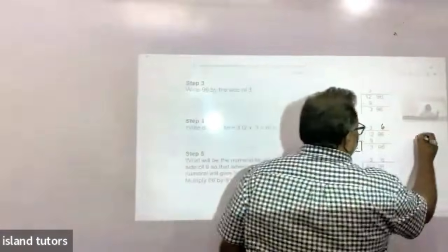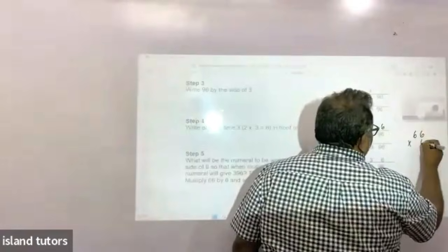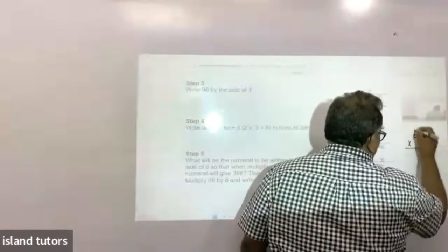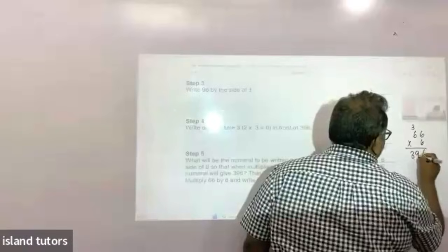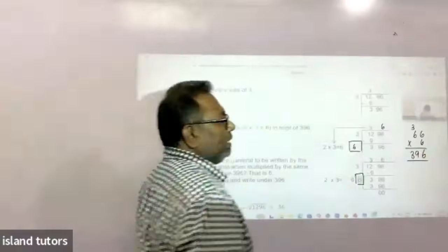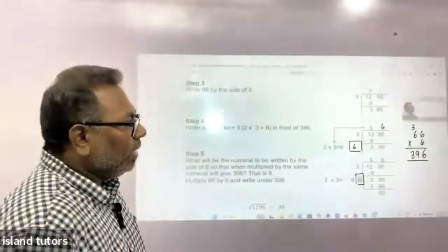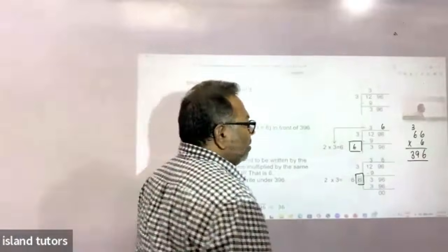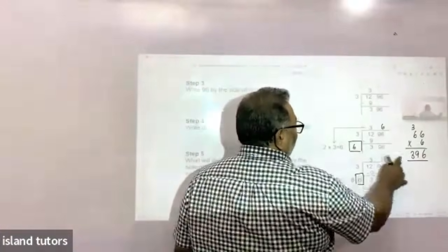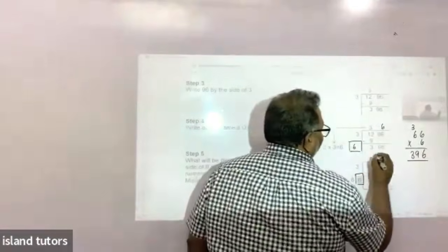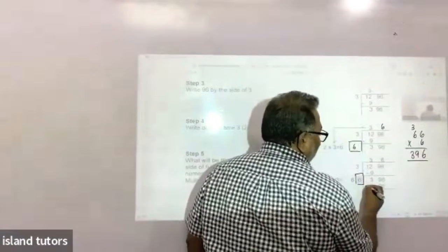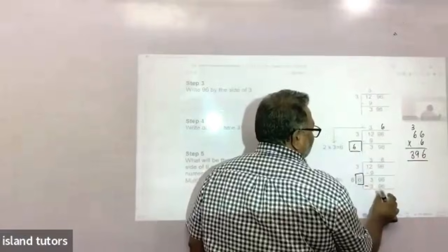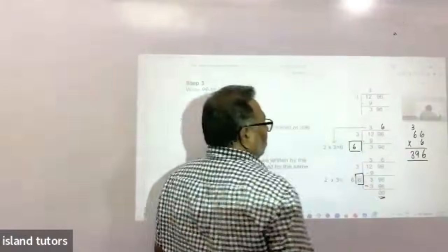So 66 multiplied by 6 is 396. Right? Therefore, now you know this is the same as this value. You write it down here and subtract: 396 minus 396 is 0.